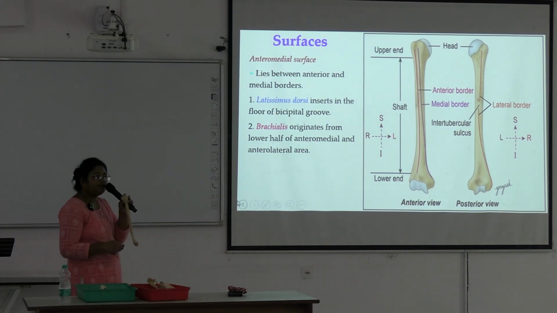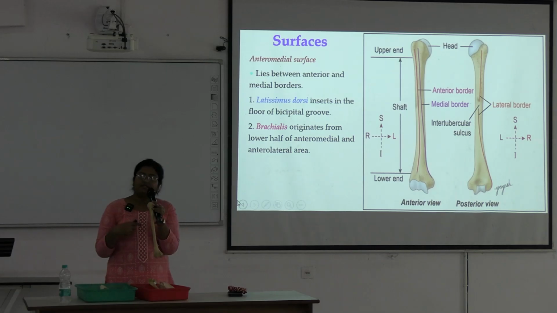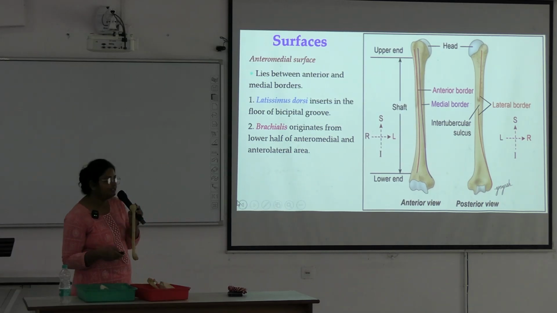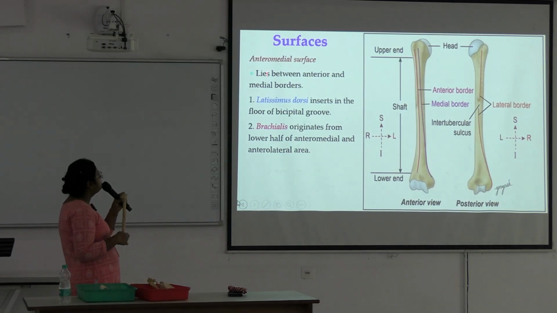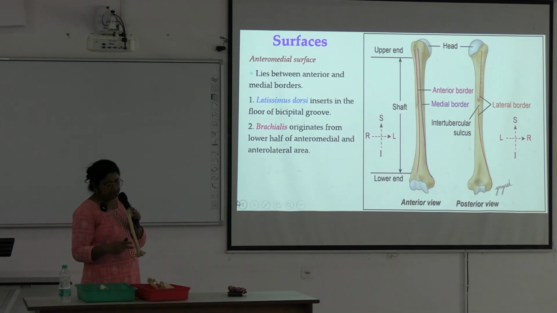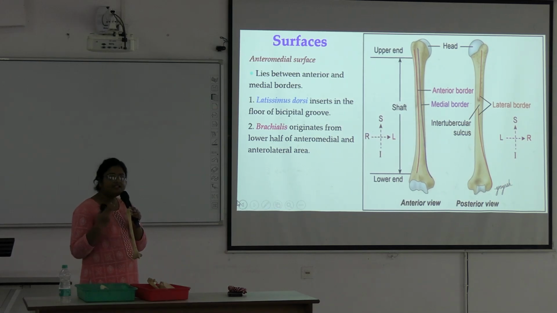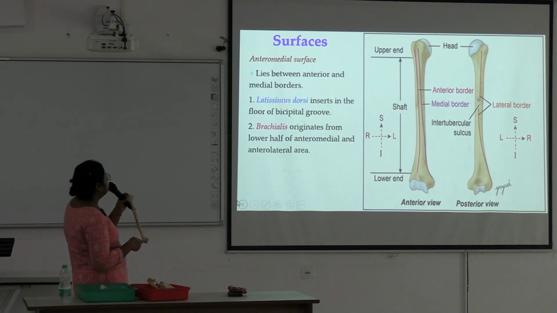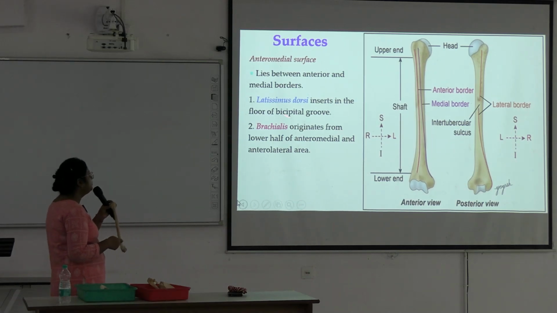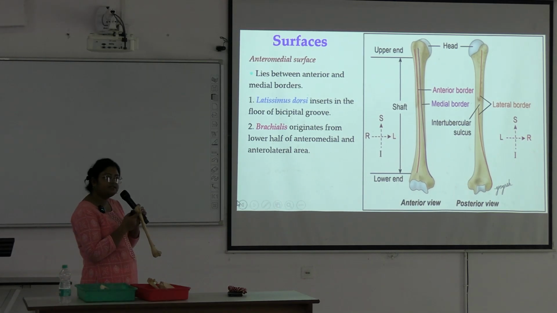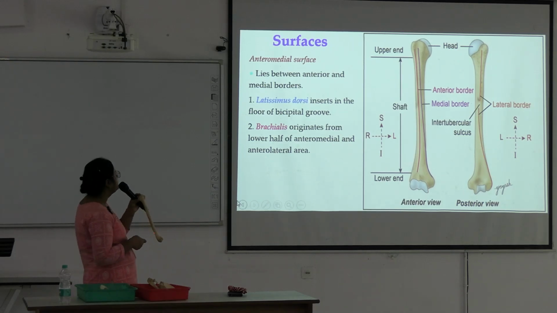Okay, now we have discussed the borders. Now we will discuss the surfaces and their attachments. Anteromedial surface. This anteromedial surface lies between anterior border and medial border. Latissimus dorsi inserts in the floor of the bicipital groove. You have seen attachment of bicipital groove.